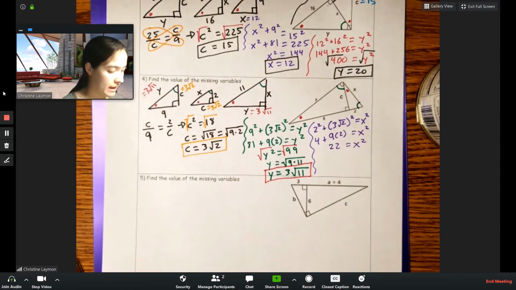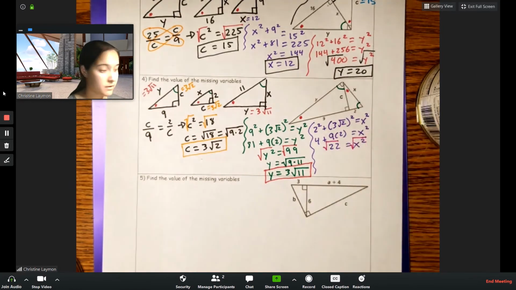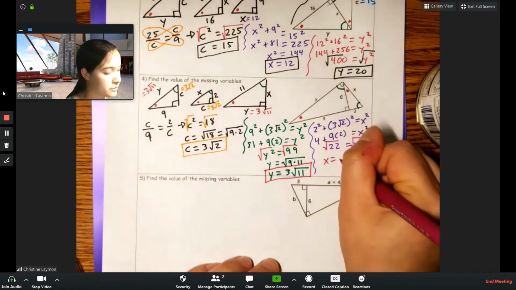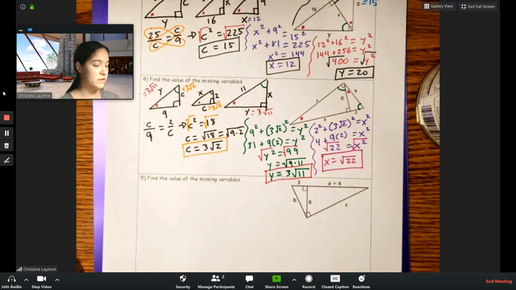Let's go ahead and pick a different color here. Let's take the square root of both sides, which means that x equals the square root of 22. And nothing simplifies, so that's going to be my final answer. So we've found the 3 variables. The first one I found by using the proportions. The next 2 I did by using Pythagorean theorem. And I kept my answers always simplified in radical form. If you want to go back, I already have notes on that in a previous section.